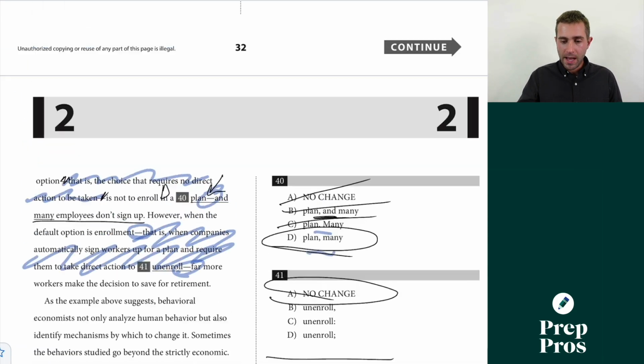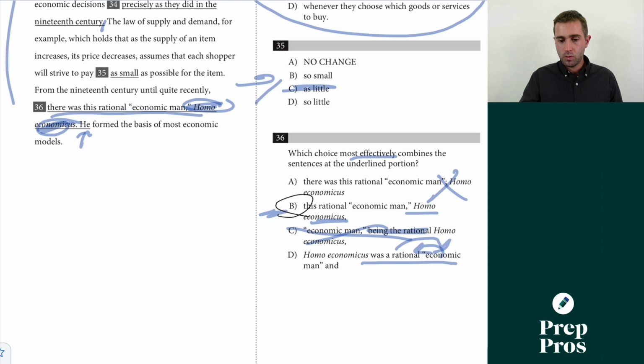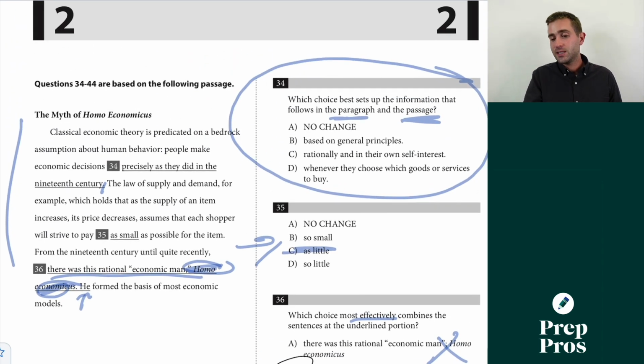Now we'll just go back to question 34 here. Which choice best sets up the information that follows in the paragraph and the passage here? Classic economic theory is predicated on a bedrock assumption about human behavior. People make economic decisions not based on general principles, rationally and in their own self-interest. Because what we saw in the rest of this, we talked about that here. The rest of the passage was talking about how this really isn't the case. So that's how we can see that C is our correct answer.